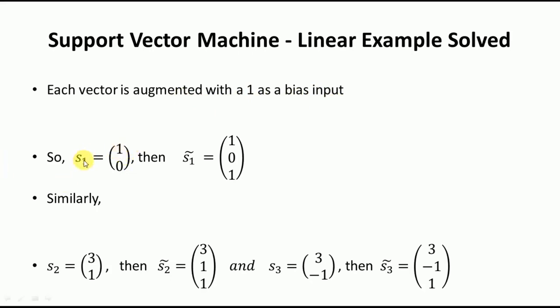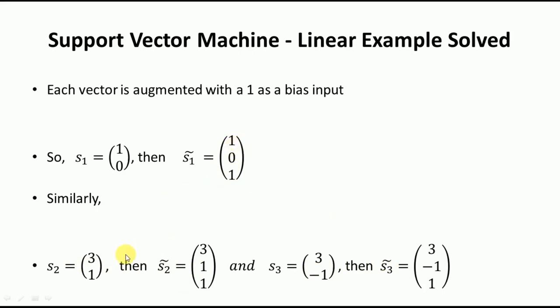First, S1 is equal to (1, 0). This S1 is converted to (1, 0, 1), that is, 1 is added as one more dimension to S1. That dimension is nothing but a bias. Similarly, S2 is (3, 1), and adding 1 it becomes (3, 1, 1), and S3 is (3, -1), which once we add 1 becomes (3, -1, 1). To differentiate these data points, S1 is the original one and S1 tilde is the data point after adding 1 as a bias to it. Similarly, S2 tilde and S3 tilde.